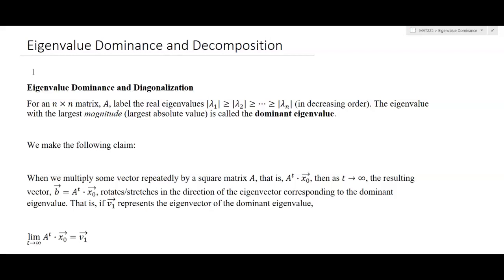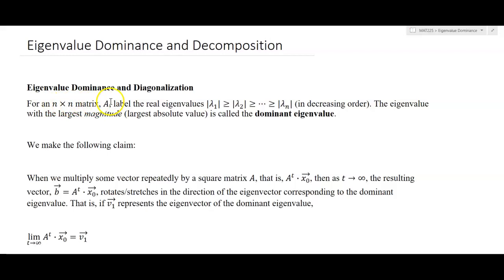One of the things we've already seen is that if you repeatedly multiply some vector by a matrix A over and over again, it performs a geometric transformation. It rotates and scales that vector. But one of the things we noticed in the last lesson is that repeated multiplications by A cause that vector to rotate in the direction of the eigenvector whose eigenvalue is the largest in magnitude. So we're going to provide some justification for why that happens.